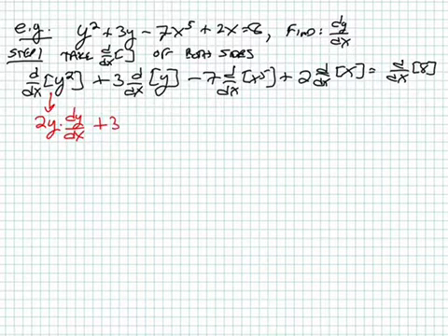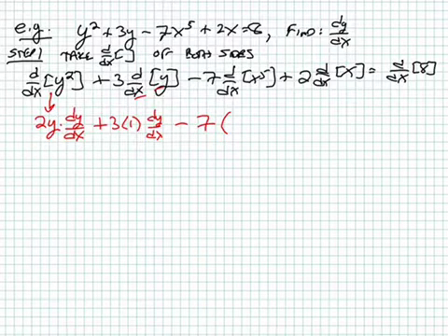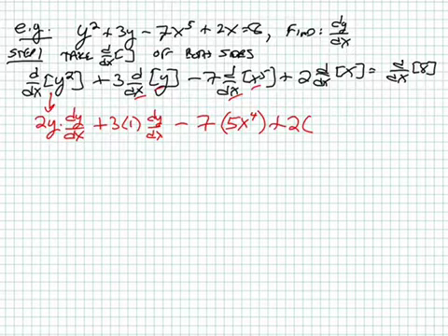Plus, I've got 3 times the derivative of just y. And then we're going to use the chain rule again, because x and y are different. So the derivative of just y is 1, but I've got to multiply it by the chain, which is dy dx. Minus 7 times the derivative of x to the fifth, and the derivative of x to the fifth with respect to x is 5x to the fourth. The chain is 1, dx, so I'm not going to write it. Plus 2 times the derivative of x with respect to x, which is just 1. And that's equal to the derivative of 8, and the derivative of a constant is 0.